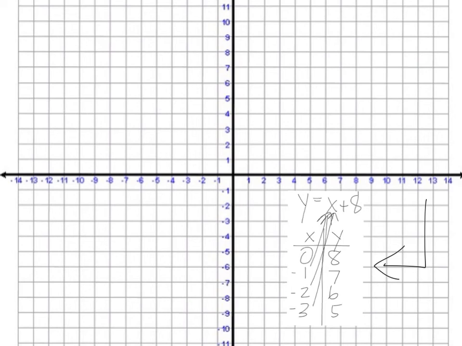Okay, so if I plotted my points, I would be at (0, 8), (-1, 7), (-2, 6), and (-3, 5). So there are my 4 points. So now I will just connect the dots, and your line, no matter what points you chose, should be exactly the same as mine. Just your points might be at different spots on the line, but it should go through (-8, 0), and it should go through (0, 8).